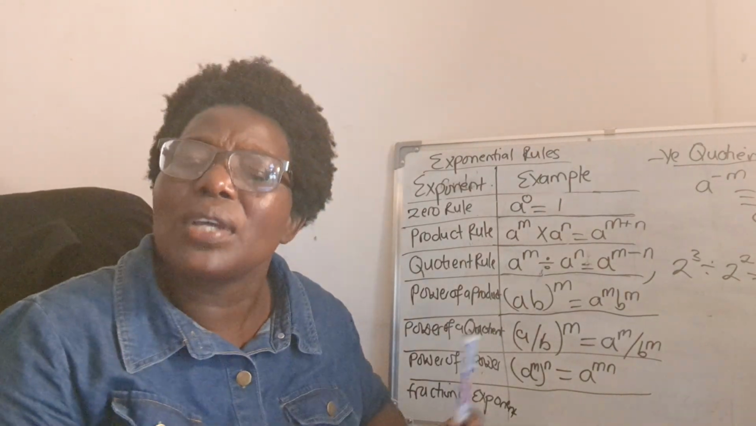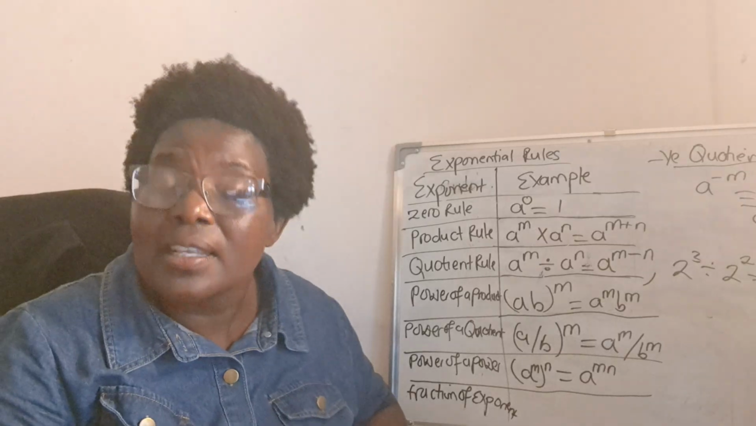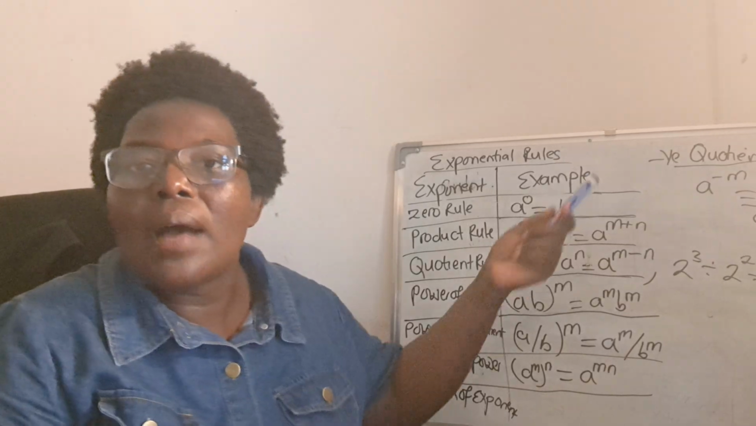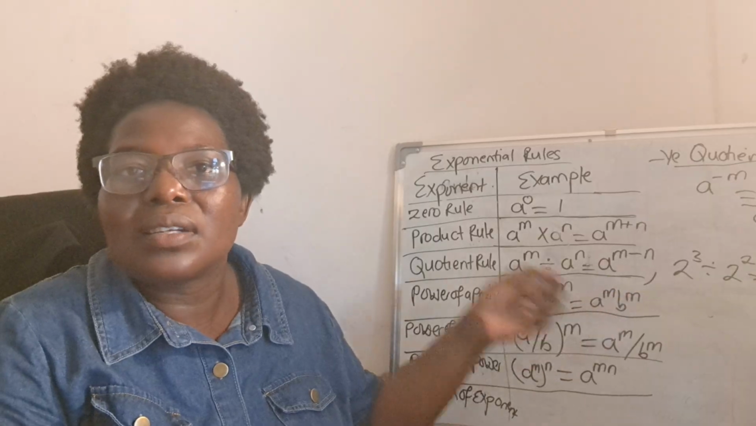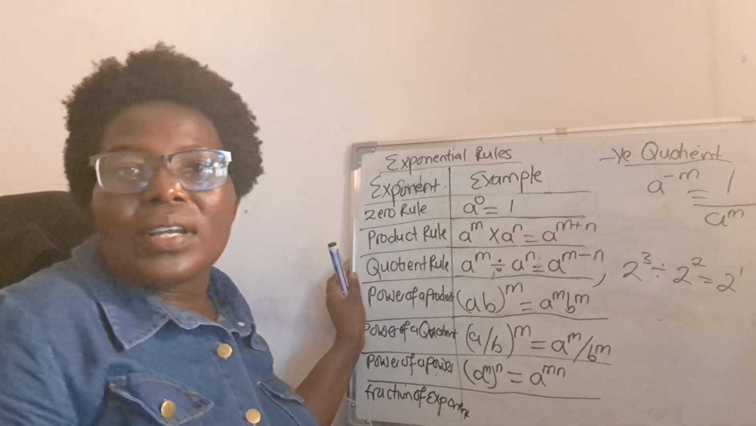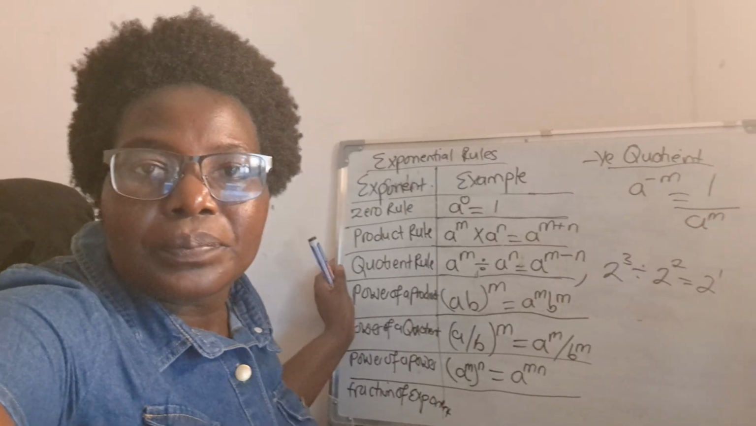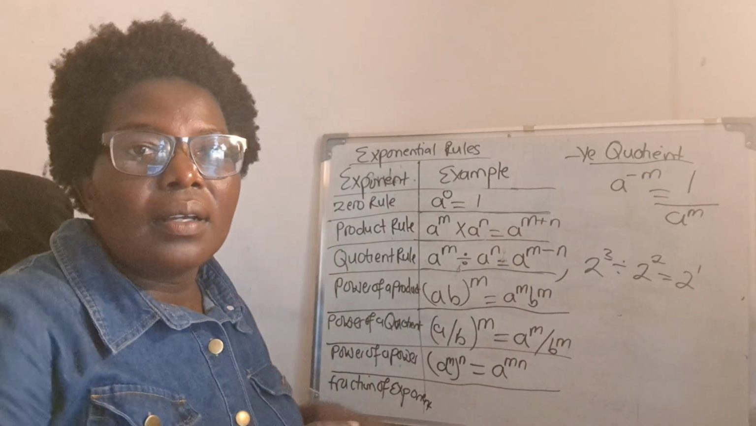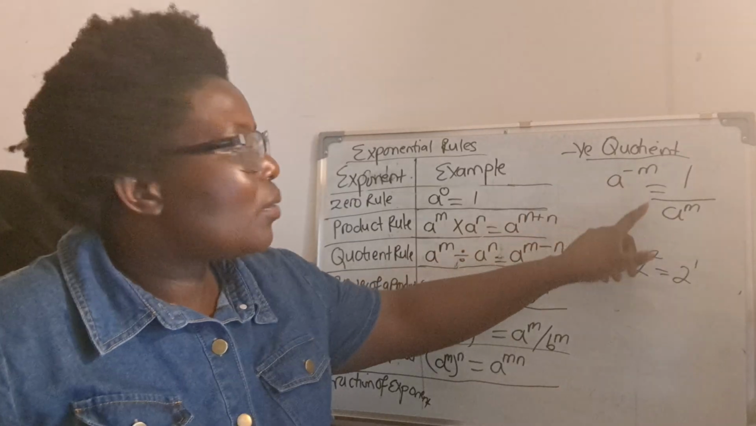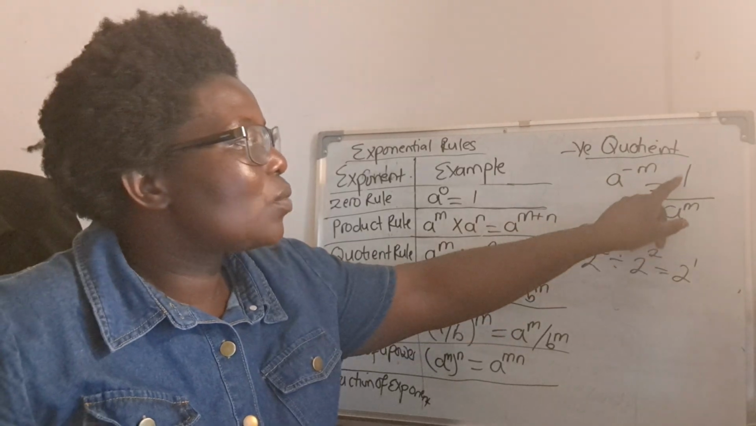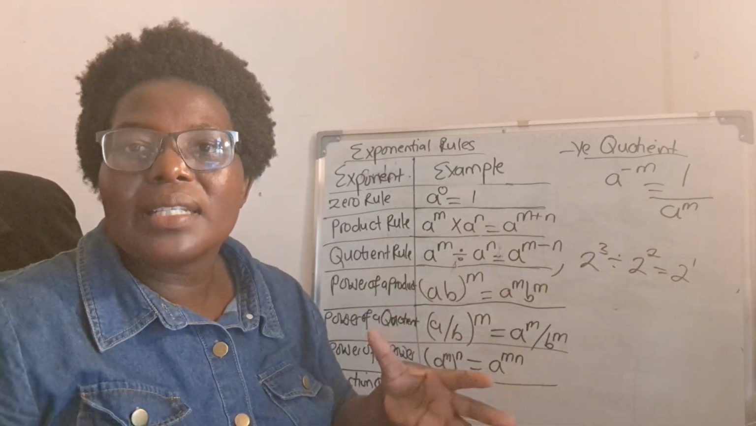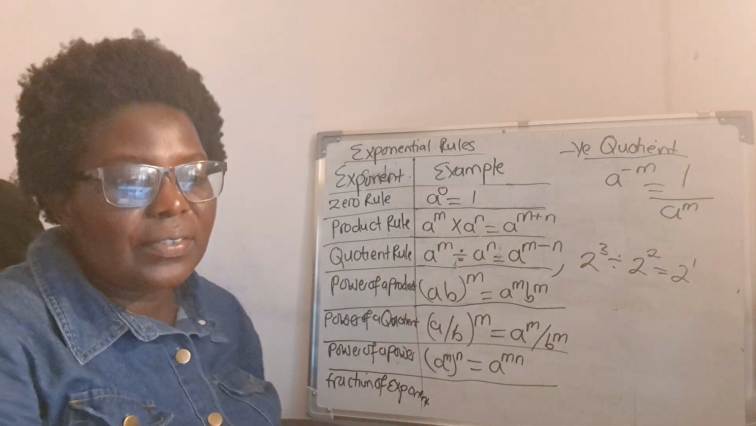You will see that this helps us when we're doing our equations and all other activities. We'll come back to these rules. That's the reason why I am giving you the rules now. For example, a to the power of minus m can be simplified as 1 over a to the power of m. That's how you get rid of the negative sign.